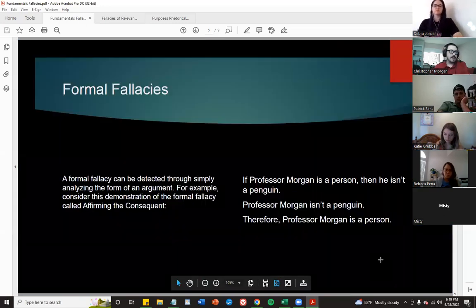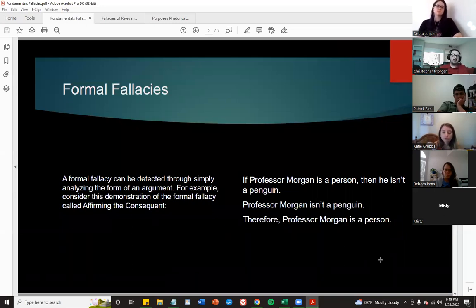So what is a formal fallacy? By contrast, it can be detected by simply analyzing the form of an argument. For example, if I gave you the following syllogism: well, it's not really a syllogism, but it's a line of reasoning. If Professor Morgan is a person, then he isn't a penguin. Professor Morgan isn't a penguin, therefore Professor Morgan is a person.